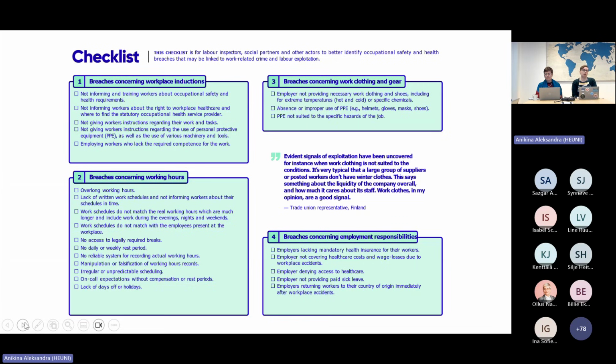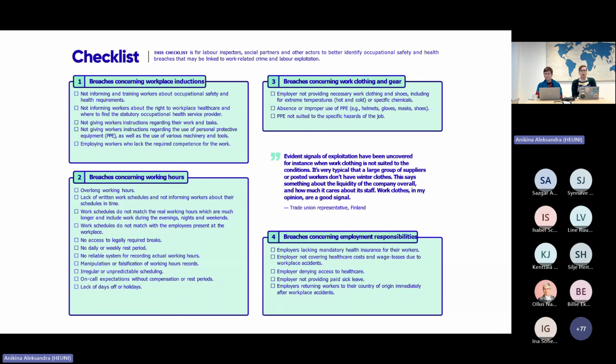The second area looks at breaches concerning working hours. So there are points that go beyond just having overly long working hours, whether there's no access to legally required breaks or daily or weekly rest periods, if there's no reliable system for recording the actual working hours, or if there is a lack of days off or lack of holidays, for example, or indicators of manipulation or falsification of working hours records. So actually the migrant workers are doing a lot longer days at the work site than what looks according to the schedule of working hours list.